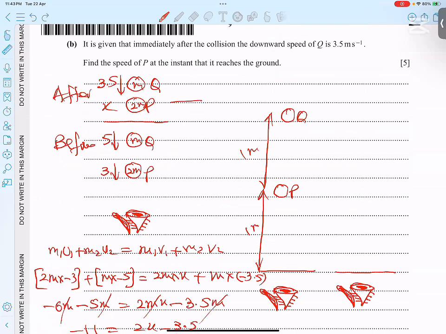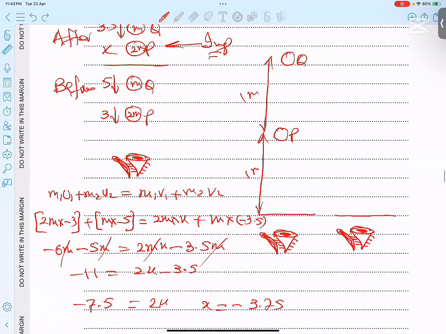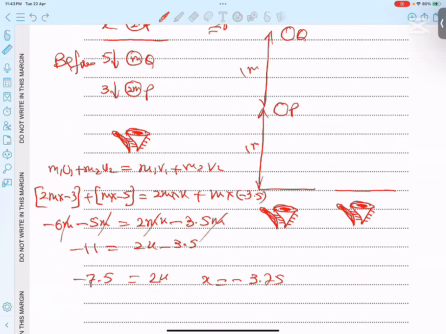This velocity is the most important velocity which I need, because we need to find the speed at the instant it reaches the ground. This speed after collision will behave as the starting velocity for the falling downwards. Okay, students, now focus carefully. We understood one thing from here: P was not going upwards.